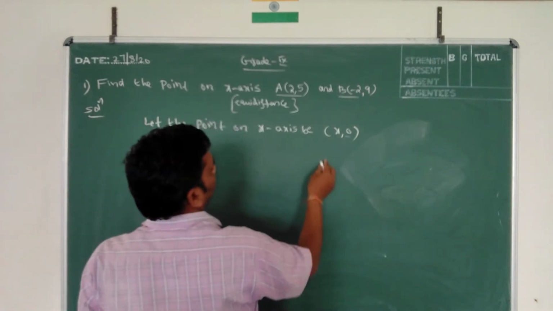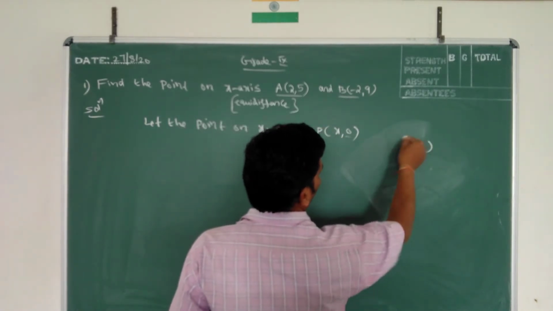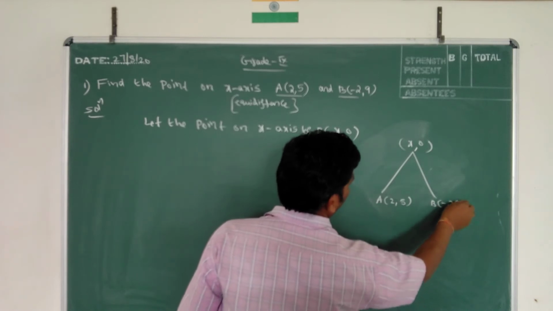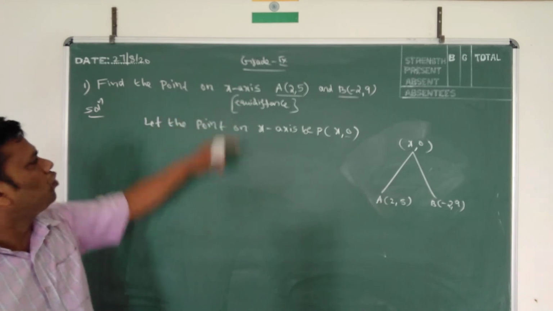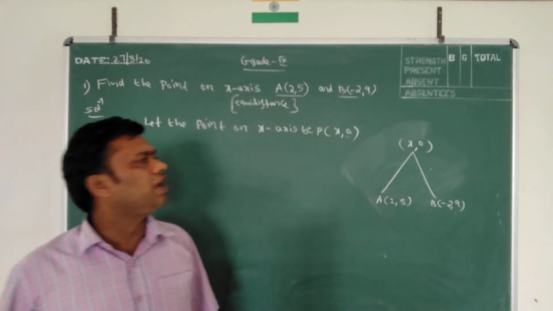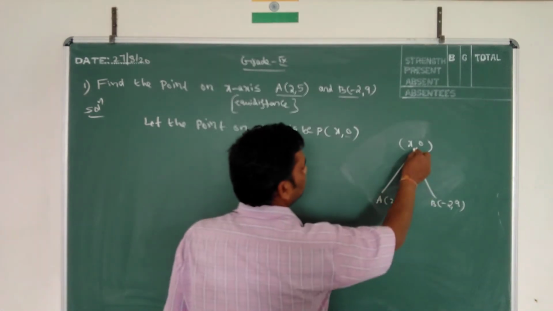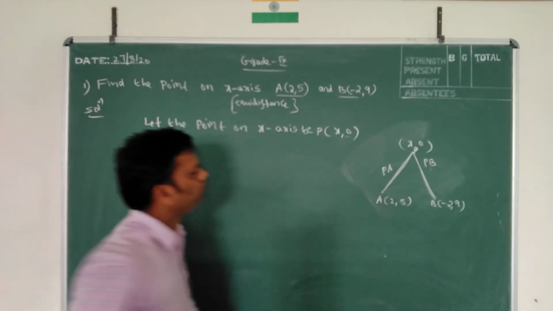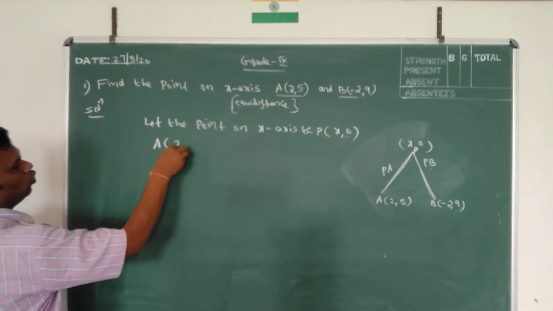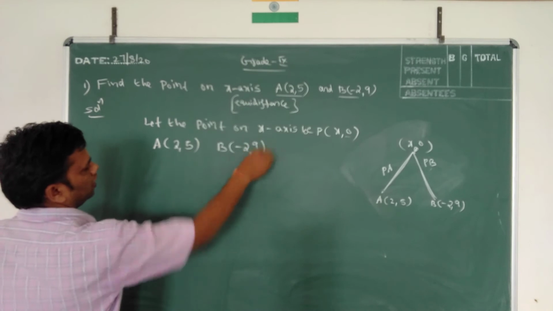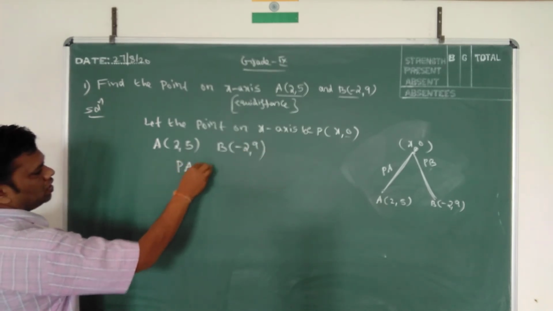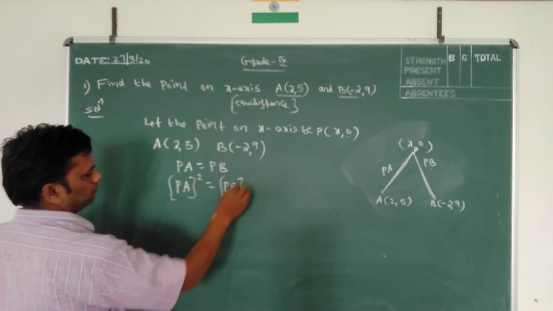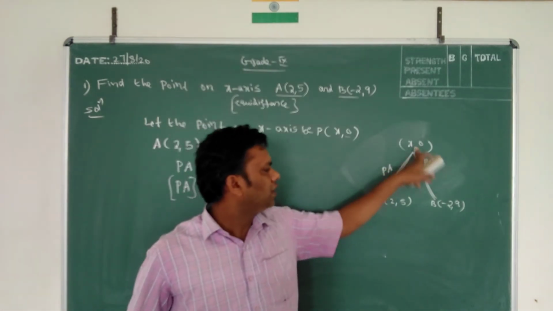Now it is a point, let it be P. So from x comma 0 to here, A is there, 2 comma 5, B is there, minus 2 comma 9. Find the point on x-axis which is equidistant from the points A and B, we are saying. Given PA equals PB. Square on both sides. PA square is equal to PB square.